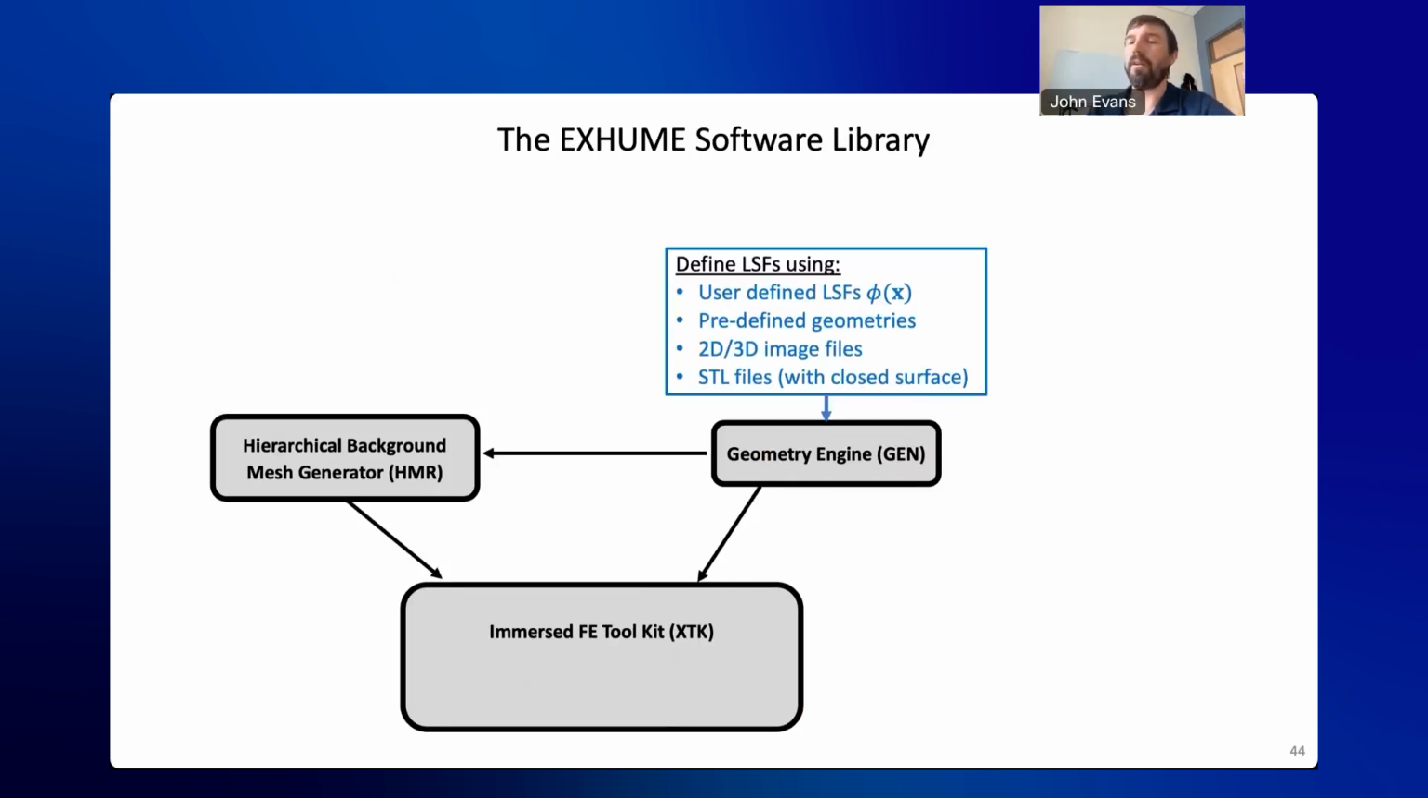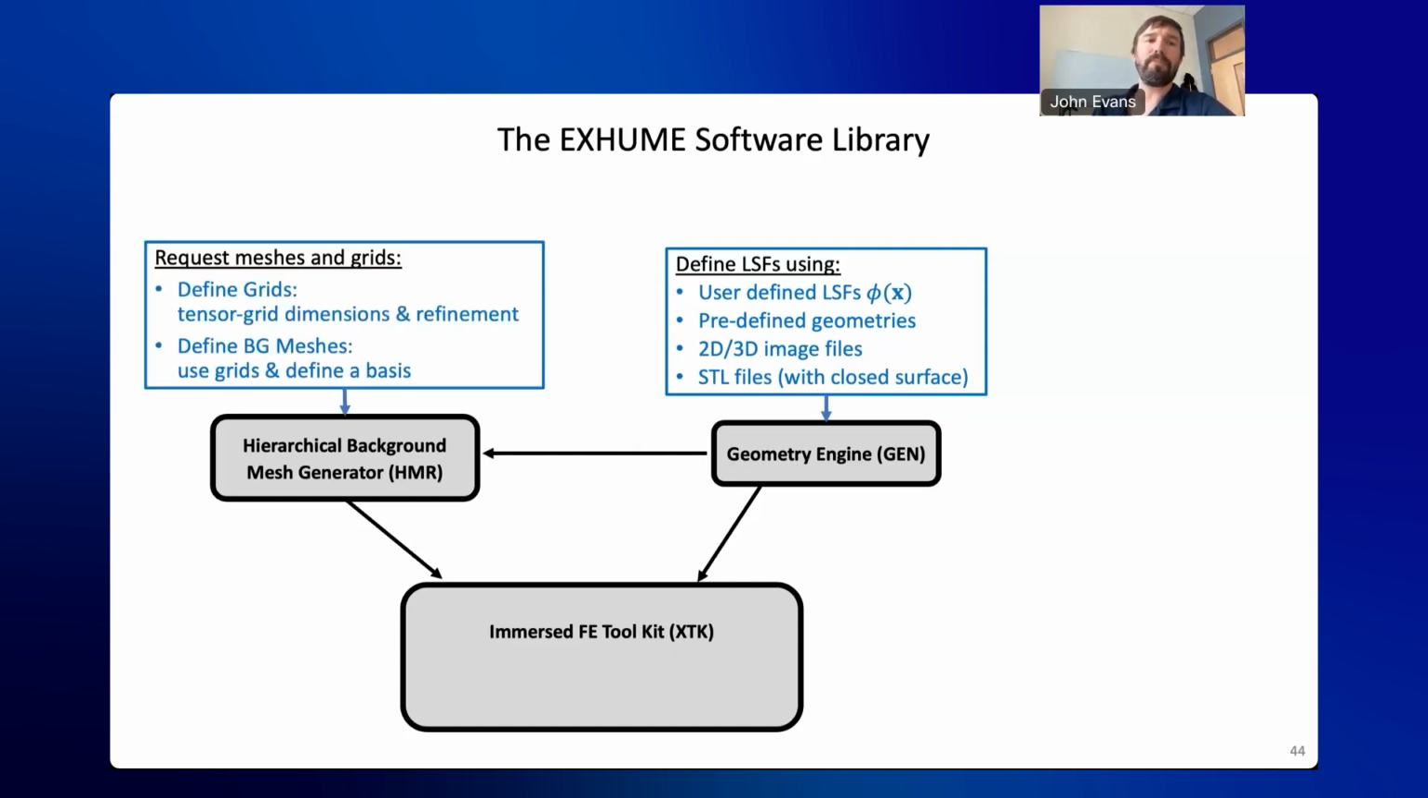Therefore, this is really what Xoom is all about. So what can our geometry engine handle? It can handle user-defined level set fields, predefined geometries, 2D, 3D image files, and STL files with closed surface. And in terms of HMR, it can handle both tensor product and locally refined hierarchical B-spline discretizations.